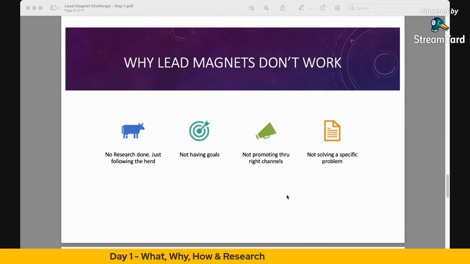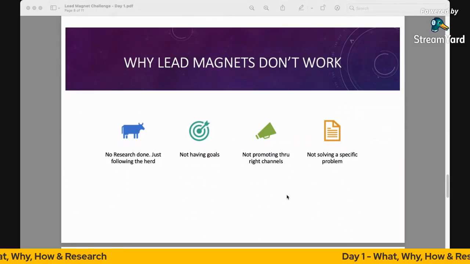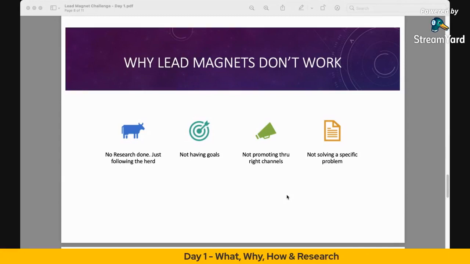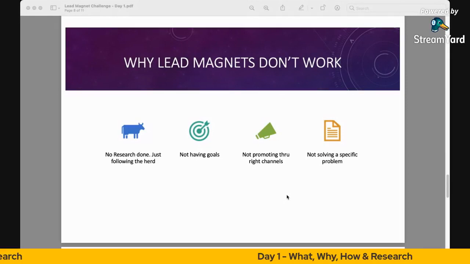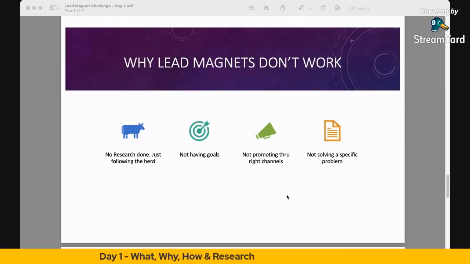So why don't lead magnets work? This is the meat of the subject. Lead magnets don't work because no research has gone in. There is no goal. I don't know what I want, and if you don't have a goal, you will go nowhere. The second thing is it's not being promoted right in the right channels.